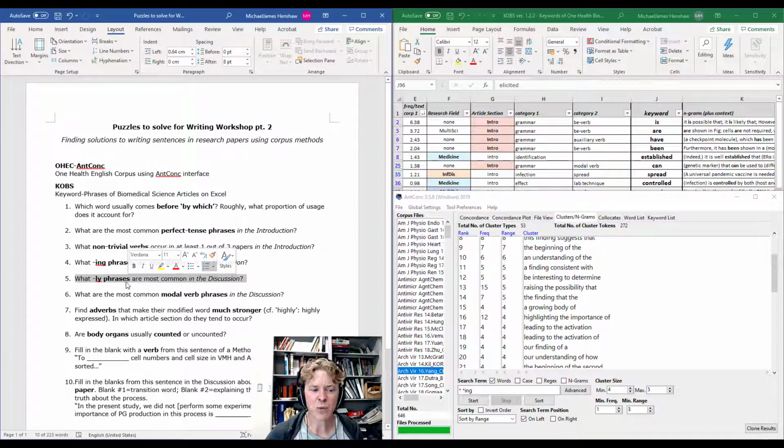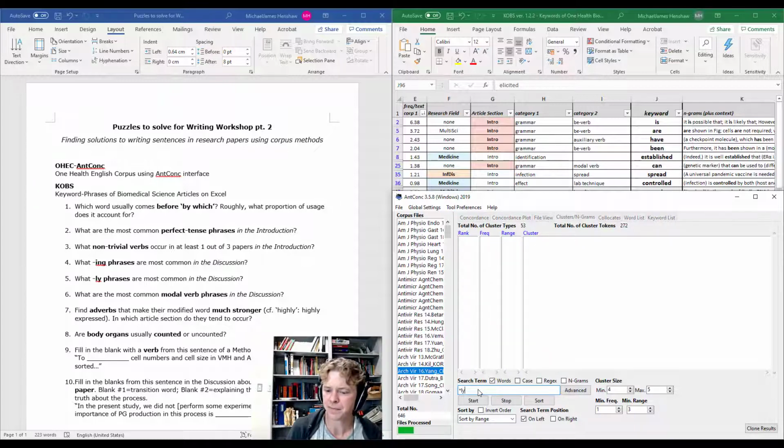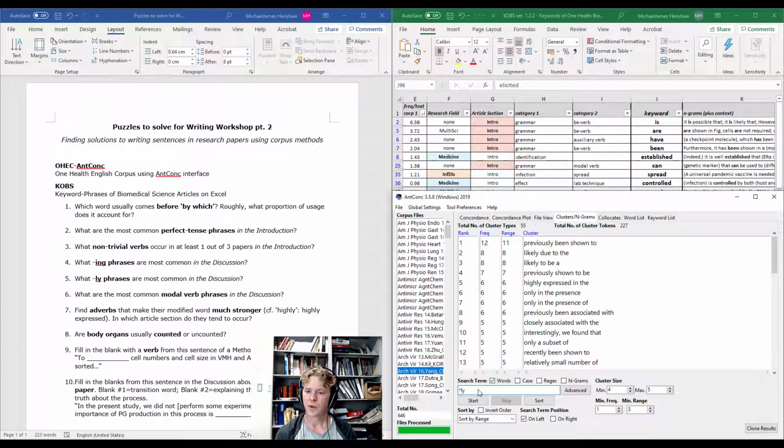Similar question for -ly, most common -ly phrases in the discussion. So can we just do the same thing that we did before? Let's try it. Okay, previously been shown to, likely due to the, likely to be, previously. So previously and likely are pretty common. Only in the presence of. Yeah, not so surprising here.